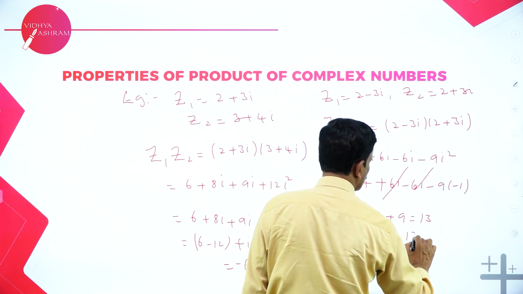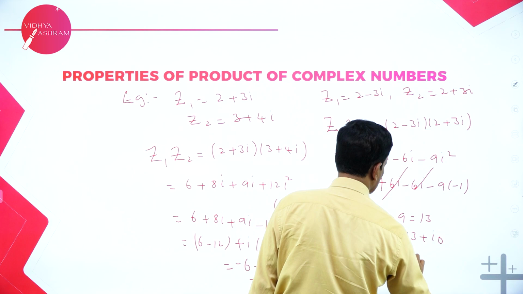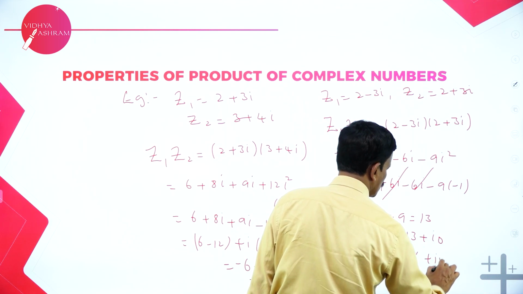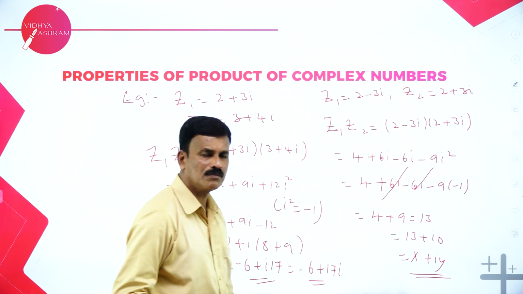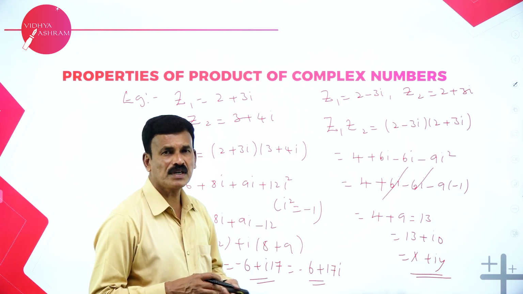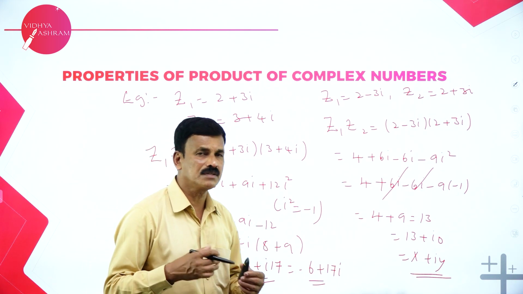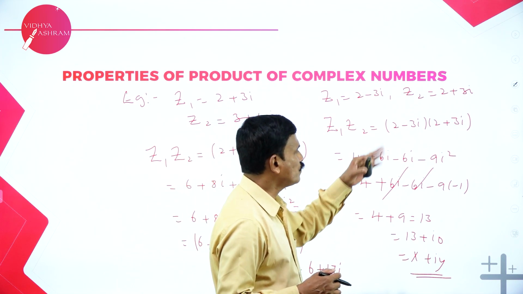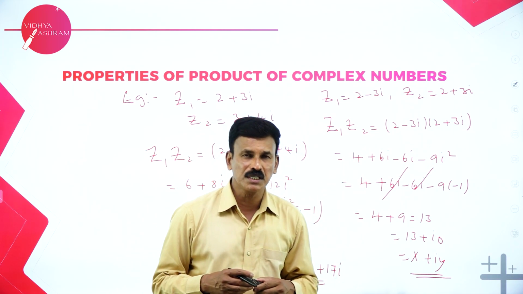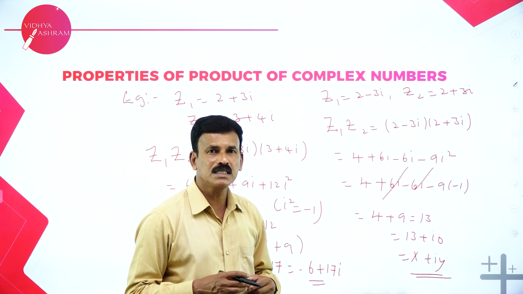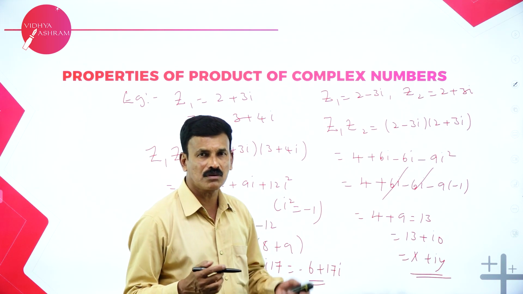That is equal to 13. This can also be written as 13 plus i into 0. Again this is of the form x plus iy, a complex number. So if x plus iy is a complex number, then x minus iy is called the conjugate. That we will explain. So 2 minus 3i and 2 plus 3i are a conjugate pair.